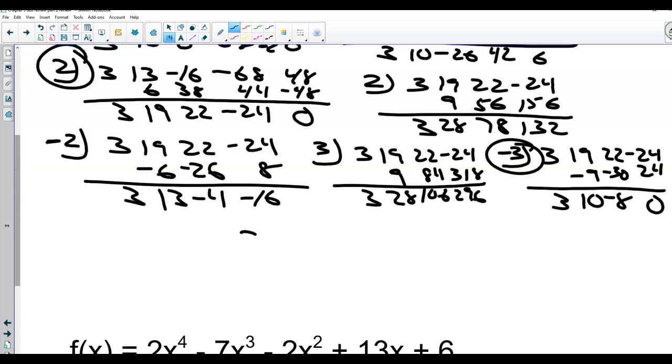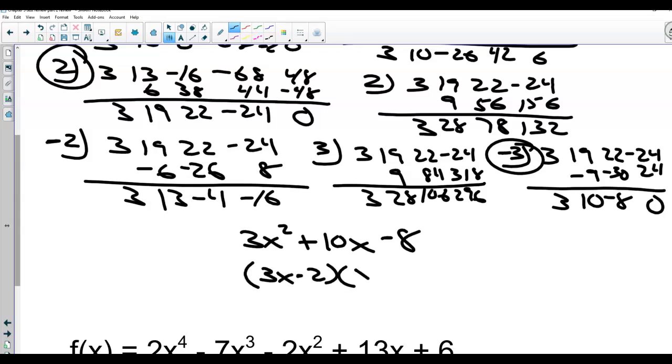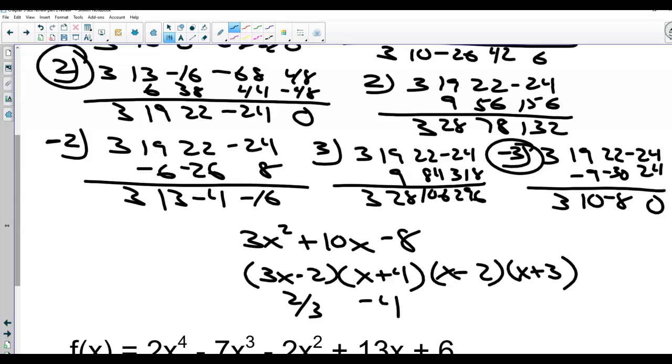So now I got to factor that depressed equation. 3x squared plus 10x minus 8. And that becomes 3x minus 2, x plus 4. I also have to include the other 2 factors. X minus 2 and x plus 3. My answers are 2/3, negative 4, 2, and negative 3.